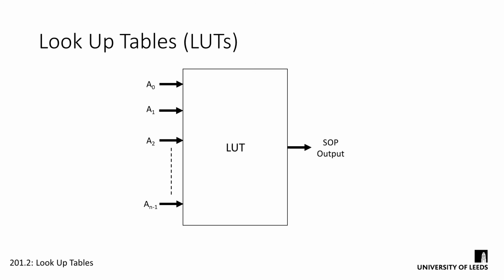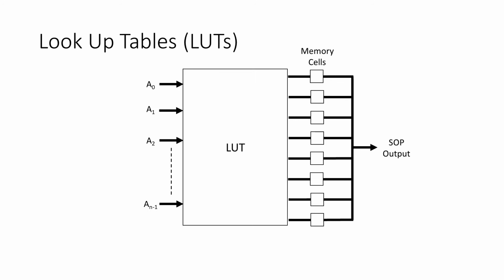FPGAs use lookup tables instead of AND/OR arrays. A lookup table is a type of memory that can be programmed to produce SOP expressions. So instead of manually programming links between gates, we program each lookup table with what is essentially a truth table for its inputs. Lookup tables consist of a number of memory cells equal to 2 to the power n, where n is the number of inputs to the table.